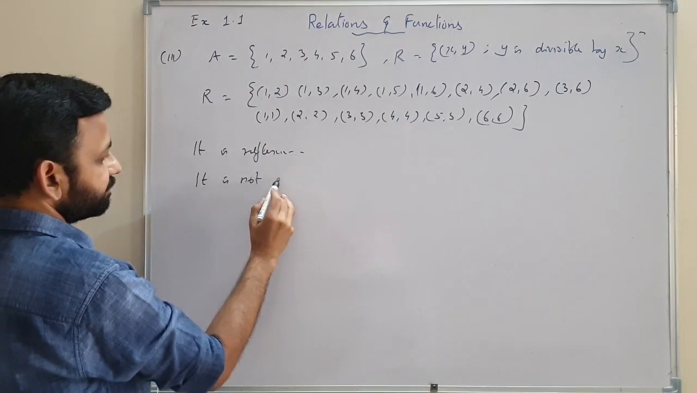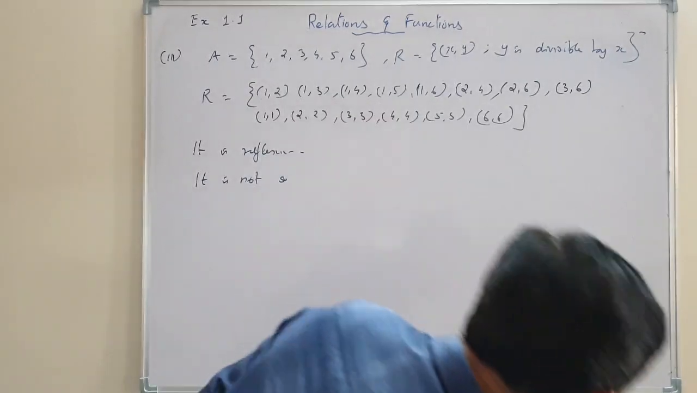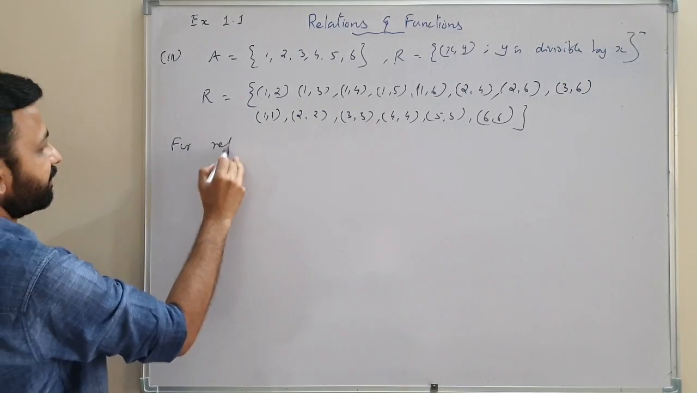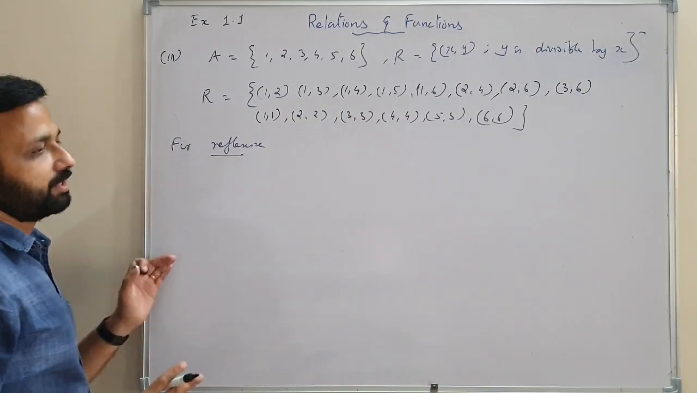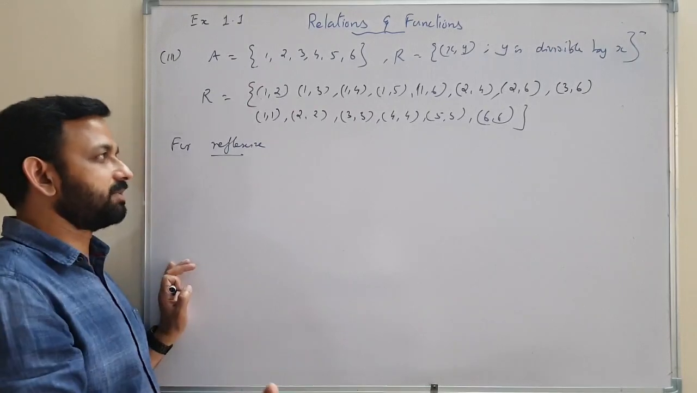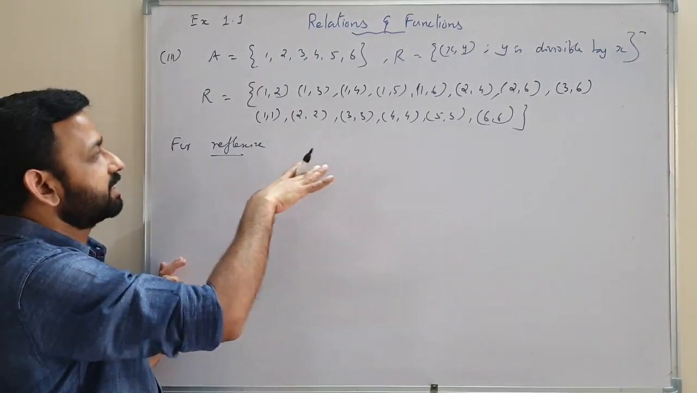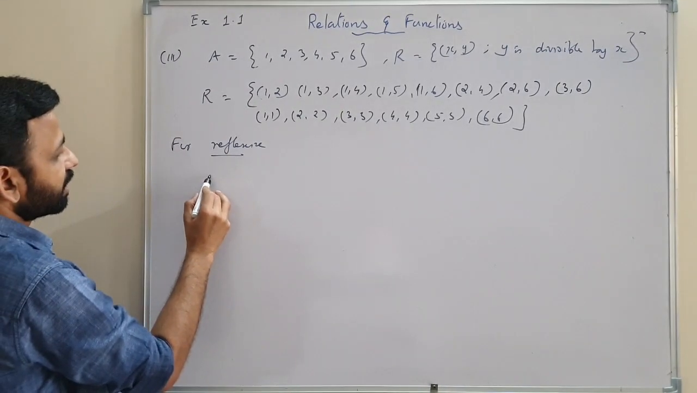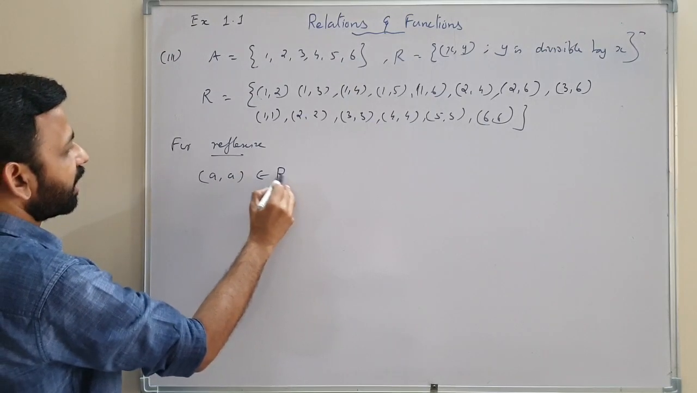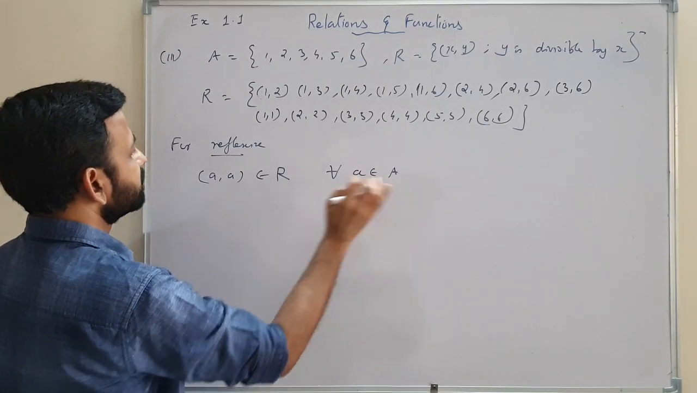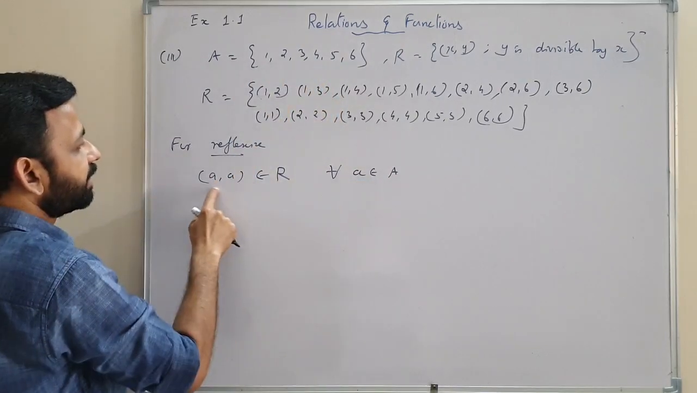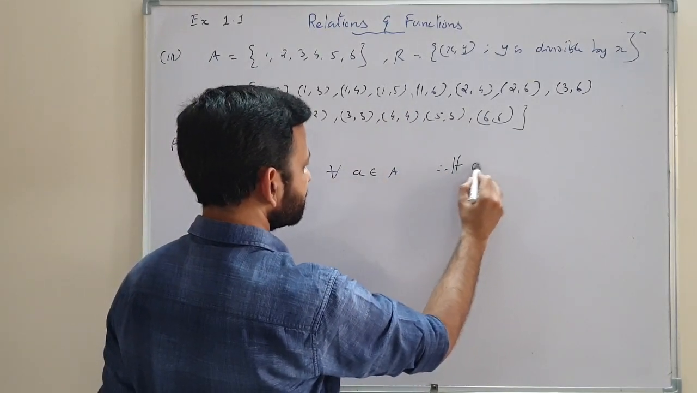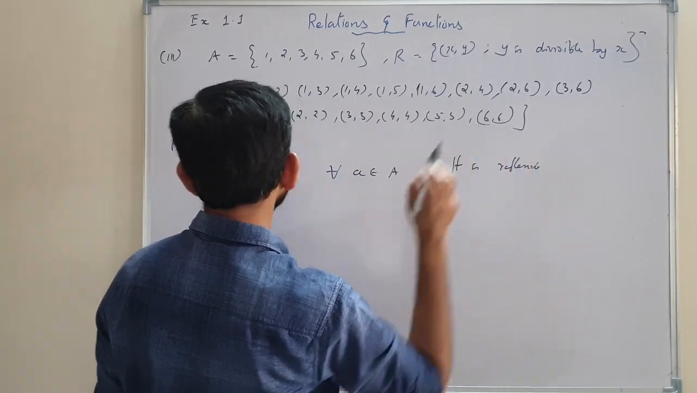It is not symmetric. When we write these steps for reflexive, if it is reflexive, we cannot give one example. If it is not reflexive, from one example we can contradict. If it is reflexive, then we will write the property: ordered pair (a, a) belongs to R for every a belongs to A. So when we take any element from A, (a, a) belongs to R, we already verified. Therefore, it is reflexive.